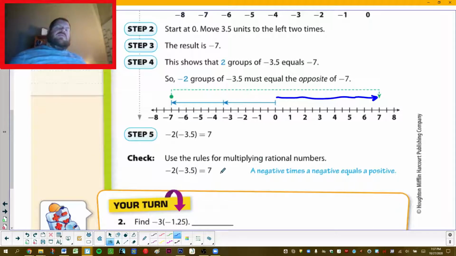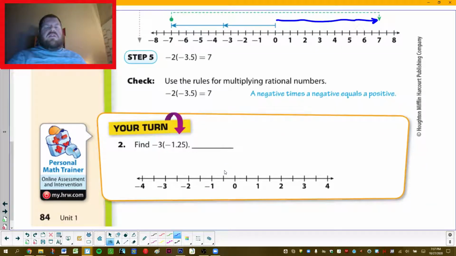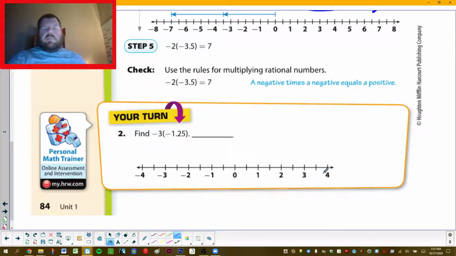And then they're just reassuring that a negative times negative is a positive, and we kind of already figured out that 2 times 3.5 idea. Okay, let's look at this one. So they want 3 times negative 1.25.